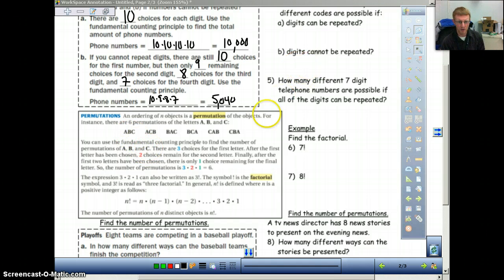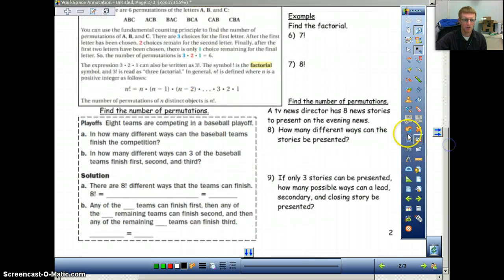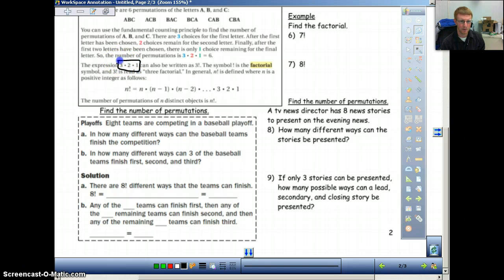Now, with a permutation, we use something called factorial. So what you see here is that if I wanted to do 3 times 2 times 1 in this case right here, we have 6 permutations of the letters A, B, and C. So what's happening is we have 3 choices, 3, and then 2, and then 1, 3 times 2 times 1. What you will see is if you ever see something like this, 3 times 2 times 1, you will also see it written with an exclamation point. 3 exclamation point. That is factorial. What that means is exactly what you see down here. It's 3 times 2 times 1.